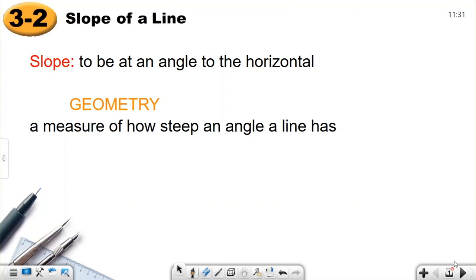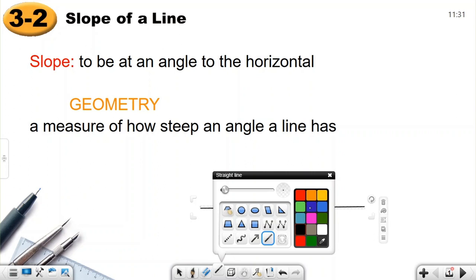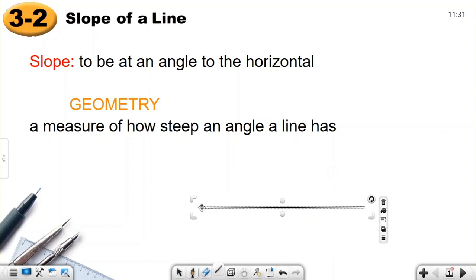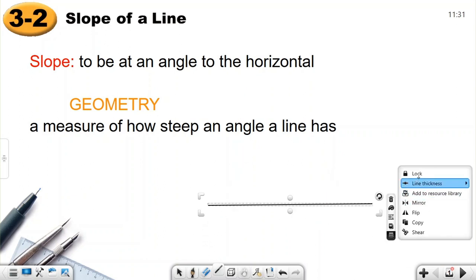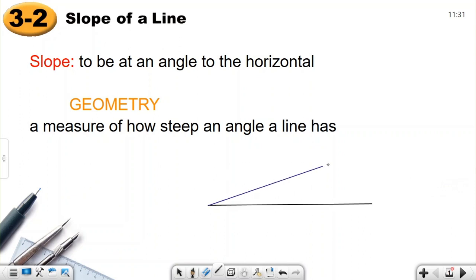In this video we will talk about the slope of a line. Slope has to do with an angle to the horizontal. If we have a horizontal line, and I draw another line starting from it, what is the angle of that line?